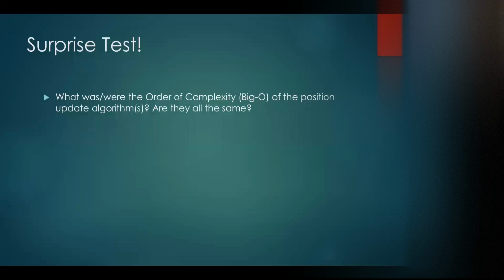If you remember the algorithms, hopefully you're paying attention, you remember all that code. I want to ask you, what were the order of complexity or big O notation for the position update algorithms? And are they all the same? What do you guys think?